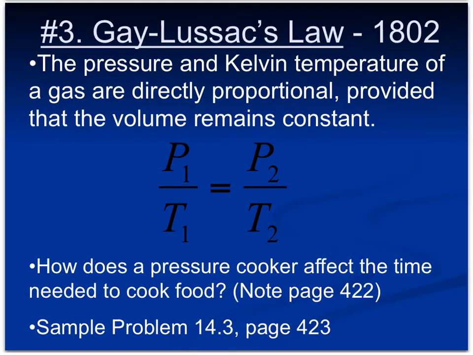So here's what Gay-Lussac's law looks like. It looks a lot like Charles' law, but instead of volume on the top, we now have pressure. It says the pressure and Kelvin temperature of a gas are directly proportional, meaning again, as one goes up, the other will also go up, provided that the volume remains constant. So the idea here is, how does a pressure cooker affect the time needed to cook food? There's a little explanation in your textbook, and you can check that out. But if I am increasing the pressure, I am obviously going to increase the temperature, and that is going to help the food cook faster because it'll be cooking at a higher temperature.